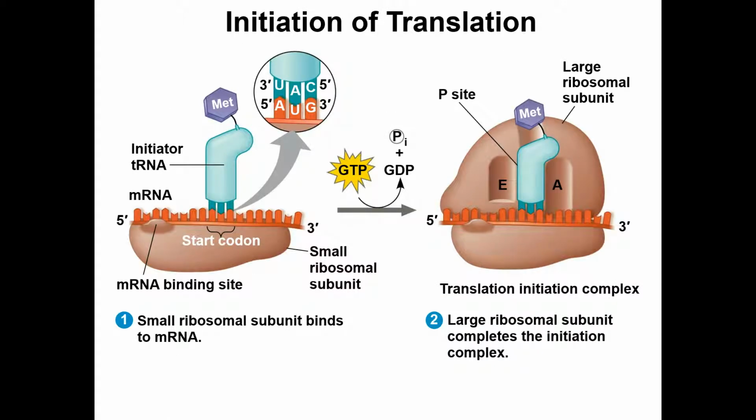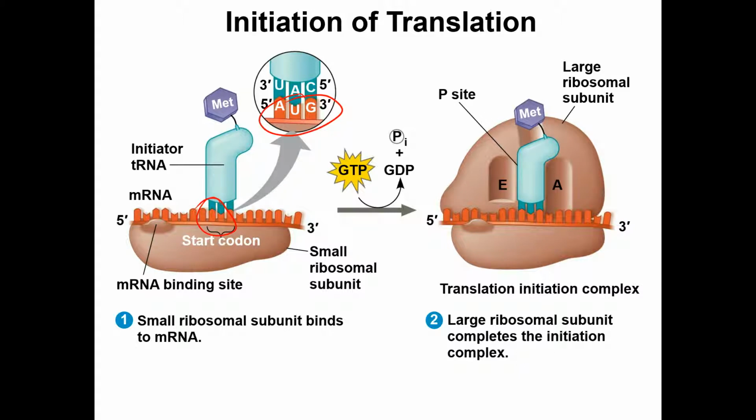So here you have your mRNA transcript. It's binding to the small ribosomal subunit, and this small ribosomal subunit will move along the transcript until it reaches the start codon. The start codon is AUG. It's always AUG. Now, in this case, that particular start codon encodes for a very specific amino acid.